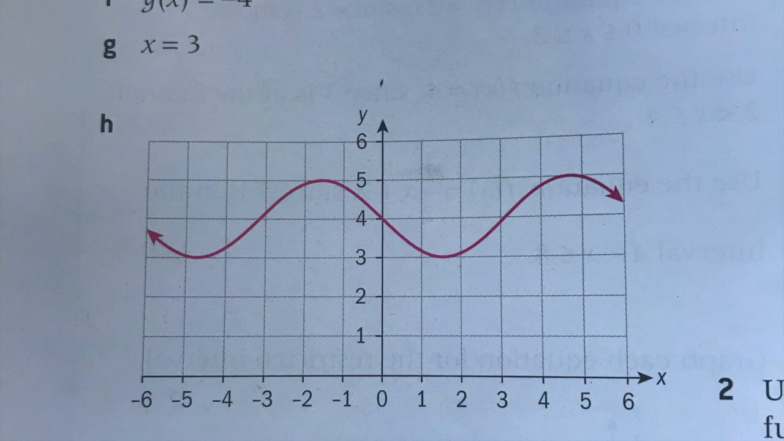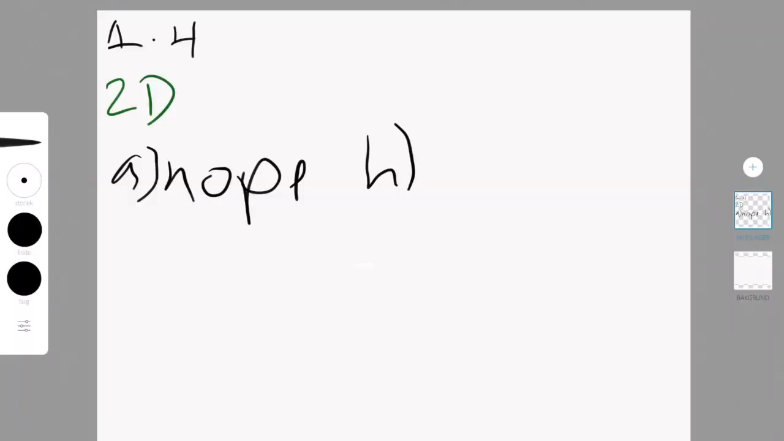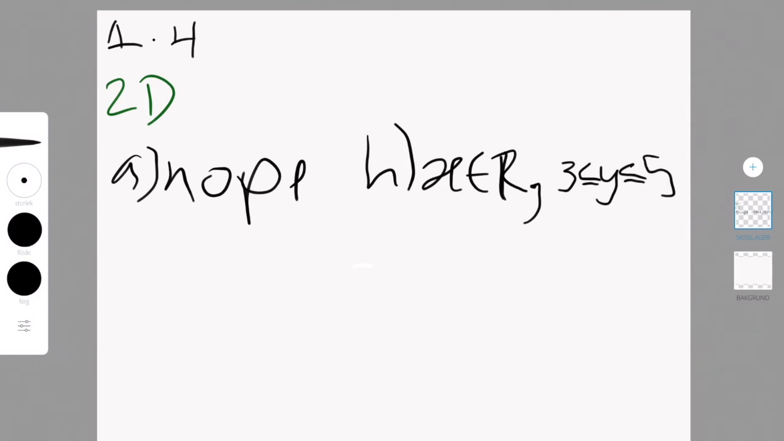Now, y is a little more interesting. From y, you can see that it only goes in between 3 and 5. So this is how you would write that. The domain is x can be all real numbers. And the range is, okay, y is bigger or equal to 3 and smaller or equal to 5. That is how you would write that.